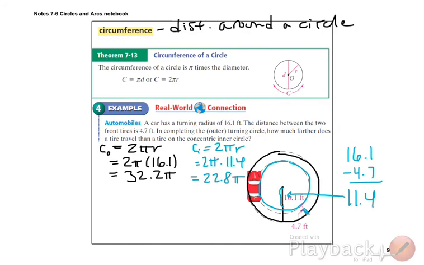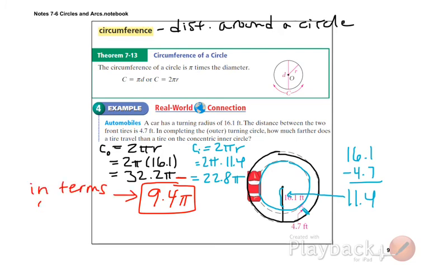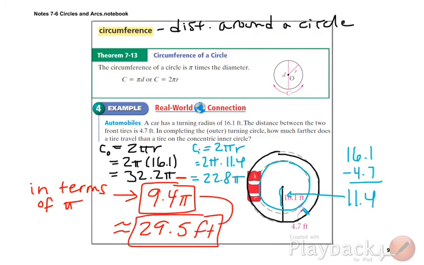Now it wants how much farther. So now what I'm going to do is subtract these. So I get 32.2 subtract 22.8 gives me 9.4 pi. So this is our answer in terms of pi. And if I want to calculate that, I can just simply multiply it by pi, and I'll have my answer. If it says to round it to something, I can. That's approximately 29.5 feet longer.